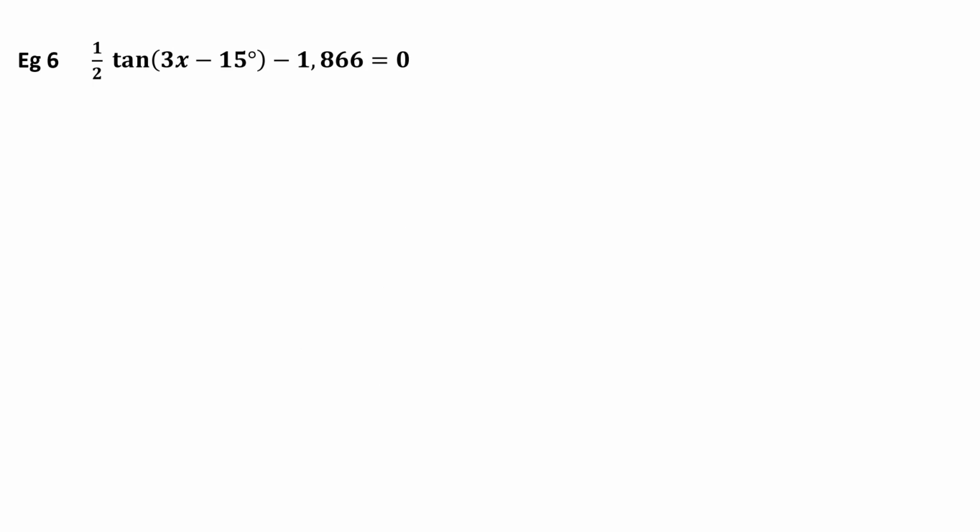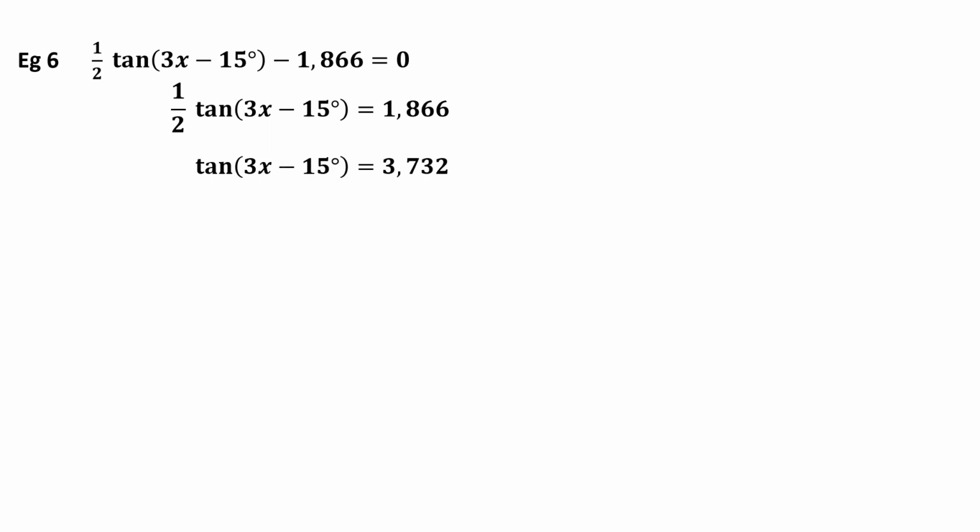Example 6 is very similar to example 5. We first have to take minus 1,866 to the other side, and it becomes positive. Next thing I see on my line is a half tan 3x minus 15. To get rid of the half, you can either divide by a half on the other side, or you can multiply by 2. So 1,866 multiplied by 2, or 1,866 divided by a half, and I get 3,732.